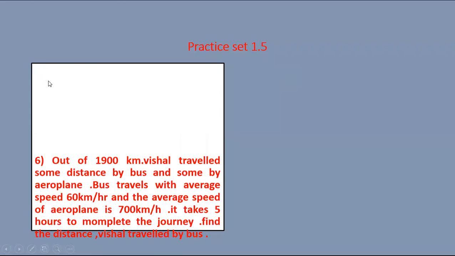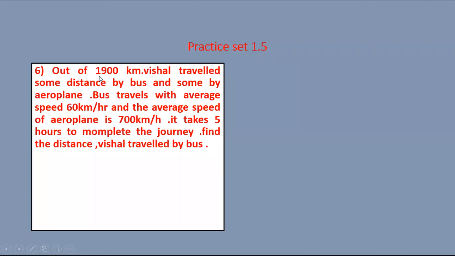Problem number 6. Out of 1900 kilometer, Vishal traveled some distance by bus and some by aeroplane. The bus travels with an average speed of 60 km per hour and the average speed of the aeroplane is 700 km per hour. It takes 5 hours to complete the journey. Find the distance Vishal traveled by bus.